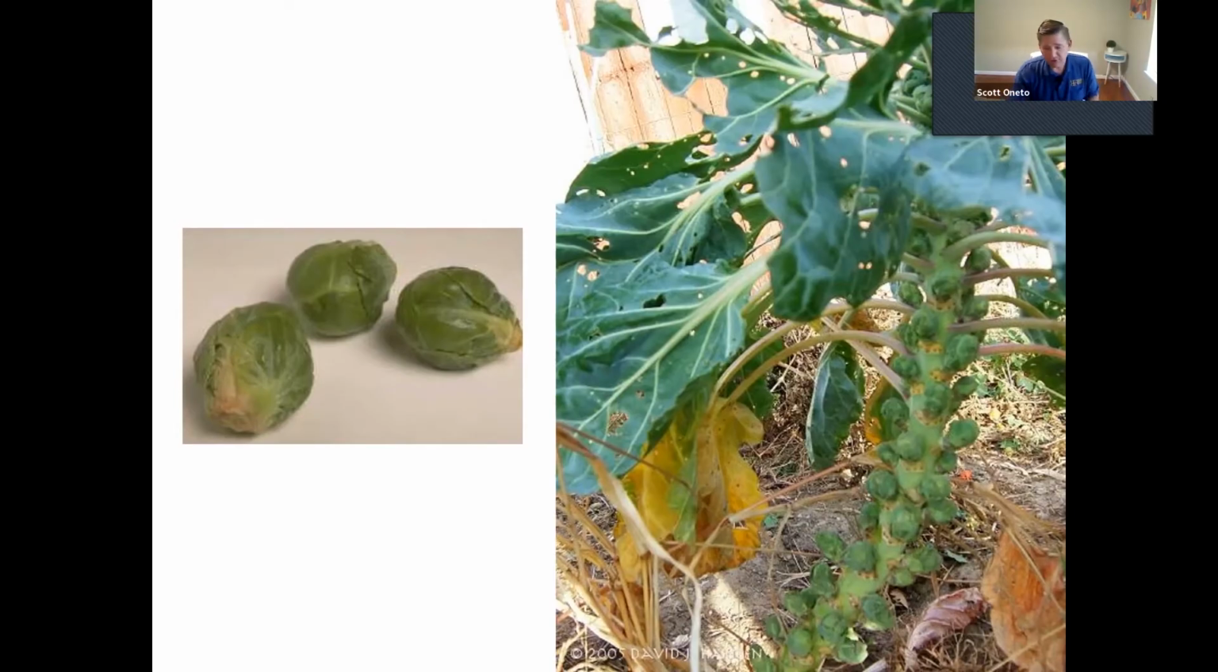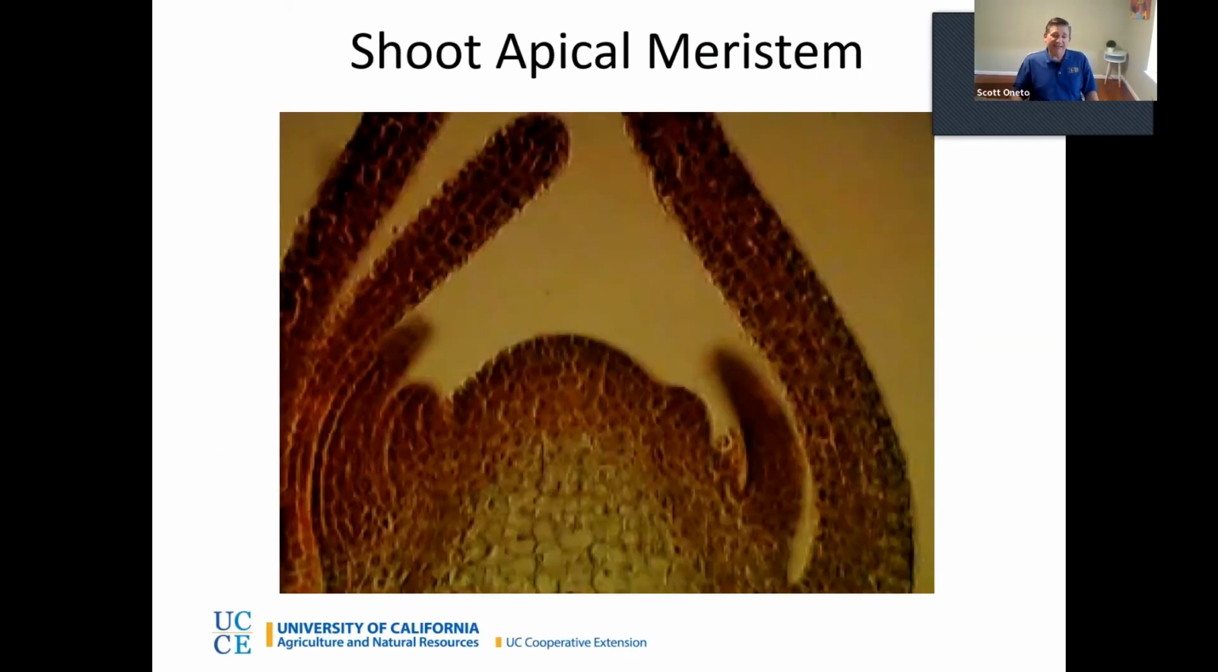So if we are to look inside an apical meristem, this is what we would be looking at. So I'll show you inside of a Brussels sprout here in a second, but it's going to look very much just like this. This is the inside of an apical meristem under a microscope. And what we see here, right in the center here, we have this dome.